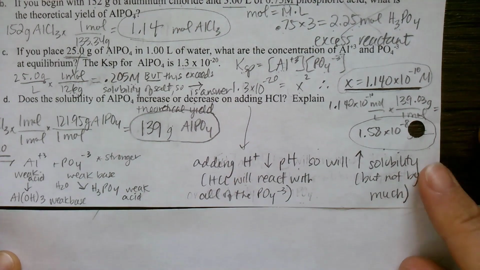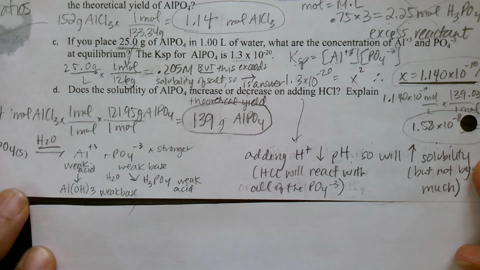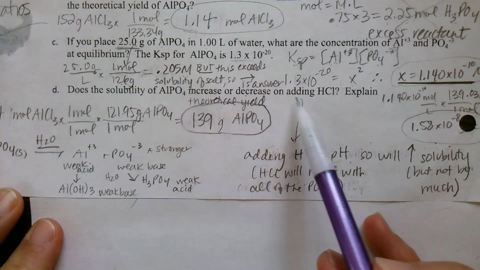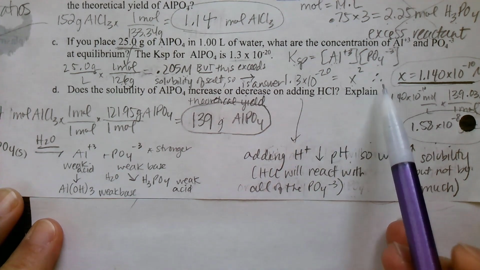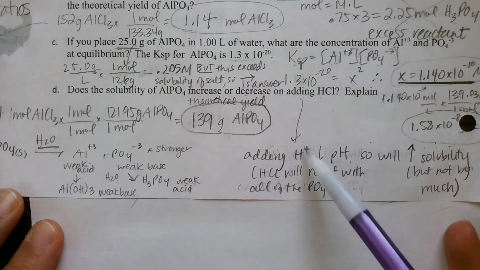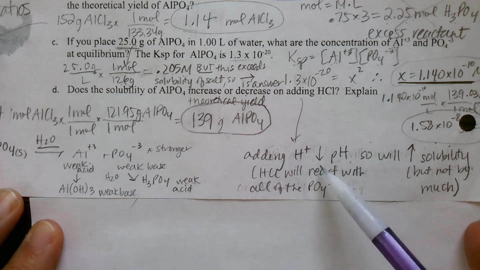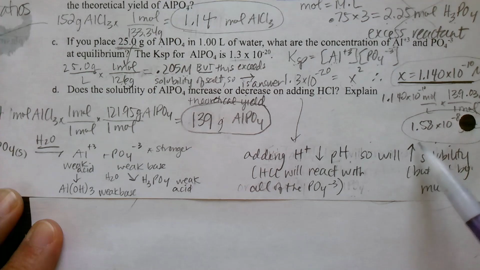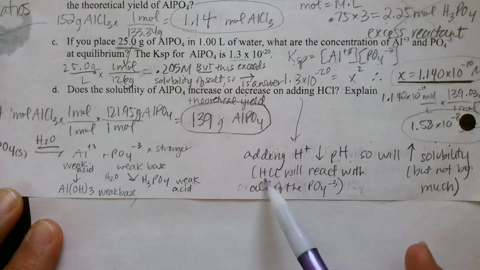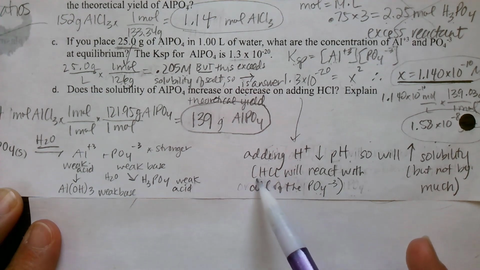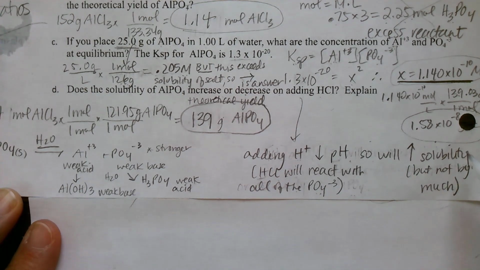And looking at part D, does the solubility of aluminum phosphate increase or decrease when we add HCl? So if we add HCl, HCl is going to add H plus ions, which is going to decrease the pH. It's going to make it more acidic. And by doing that, it will increase the solubility, right? Because that HCl will react with all of those phosphate ions. But it's not going to affect it by much.